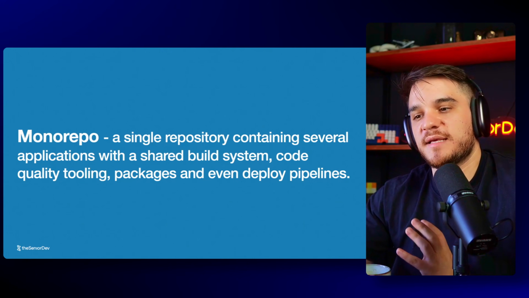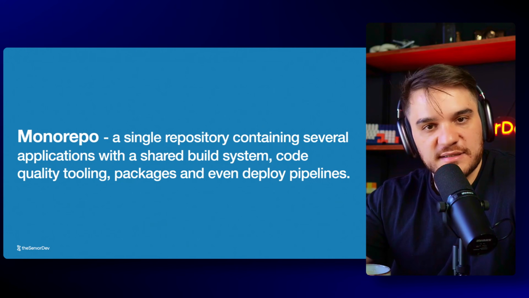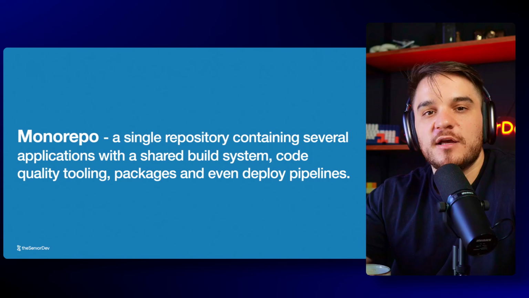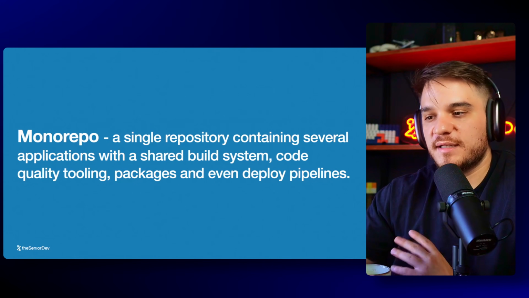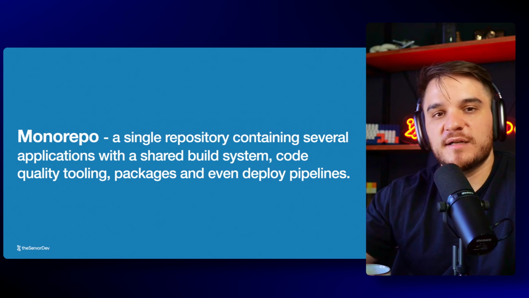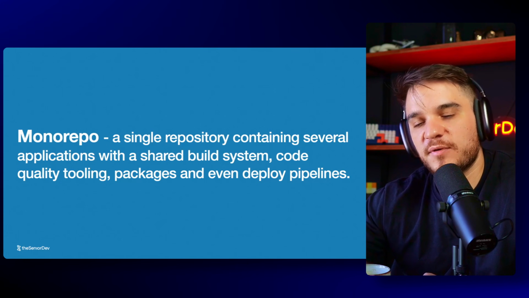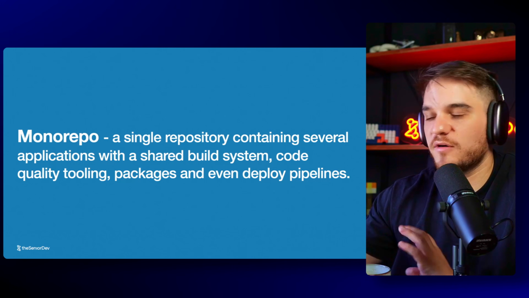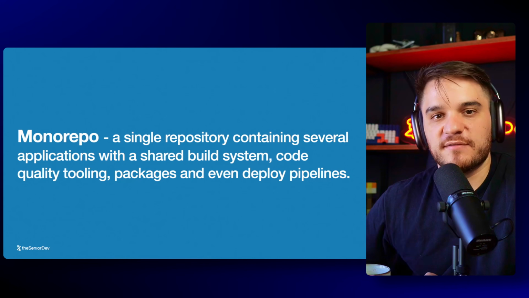And so a monorepo would be a single repository containing all these applications with a shared build system, shared code quality tooling, shared packages, and sometimes even they share the deployment pipeline. Because what the infrastructure team tells you is, hey, why don't all of you just give us a Docker image? So basically each application in the monorepo will end up building a Docker image, and then the monorepo has tooling to take all these Docker images and deploy them with their respective domains.